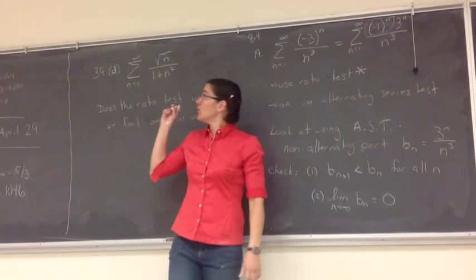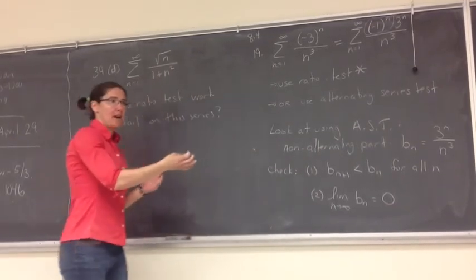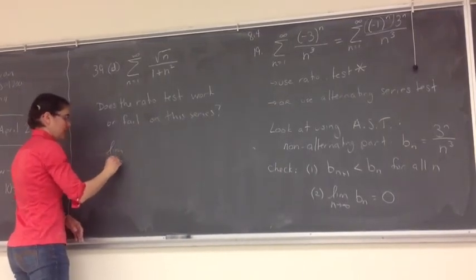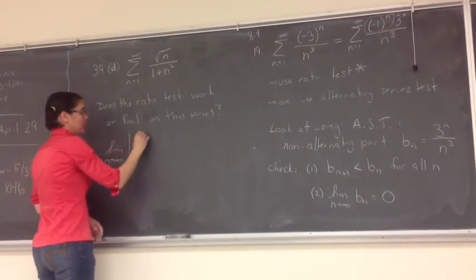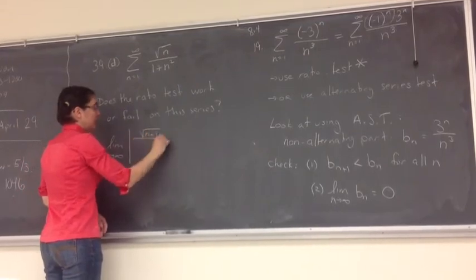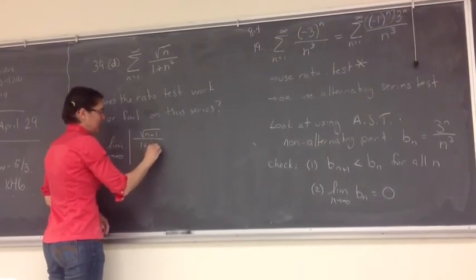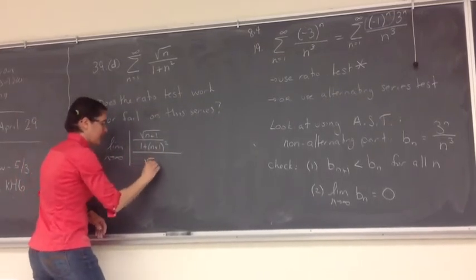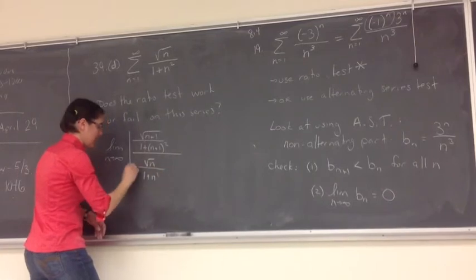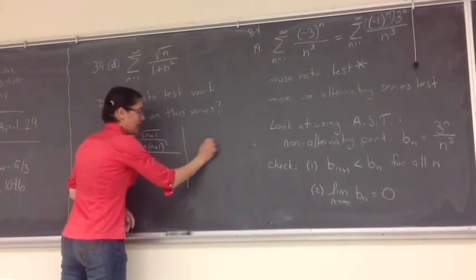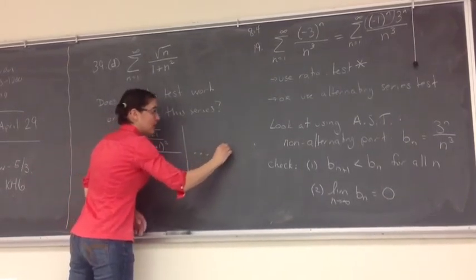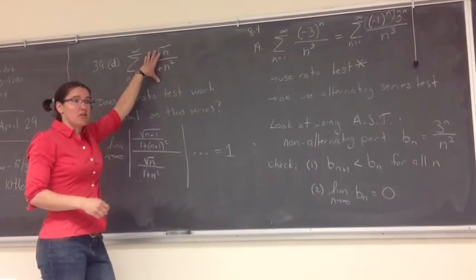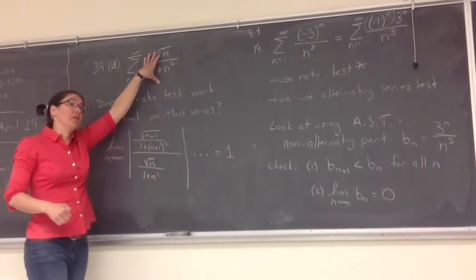And so when you're working on this, if you do all the algebra and work it out, then your limit as n approaches infinity of a sub n plus 1, which would be the square root of n plus 1 over 1 plus n plus 1 squared, divided by the square root of n over 1 plus n squared, after quite a bit of work, you're going to end up with a value of 1. And that's always going to happen when your n's are just in the base. And so in this case, the ratio test will end up failing.